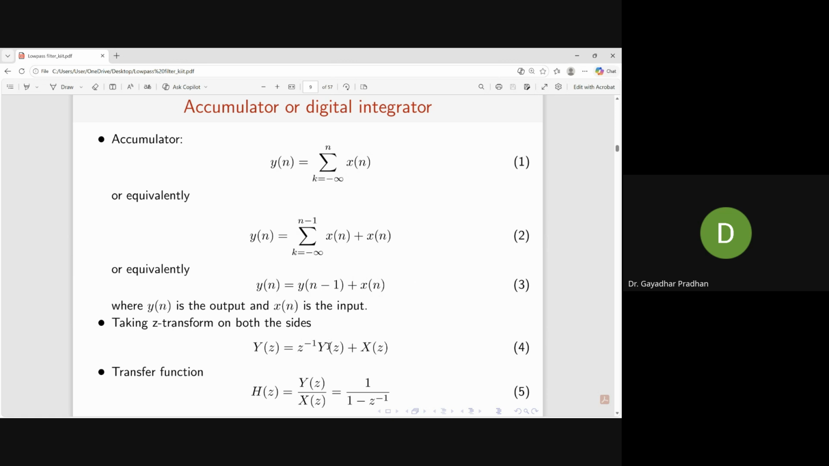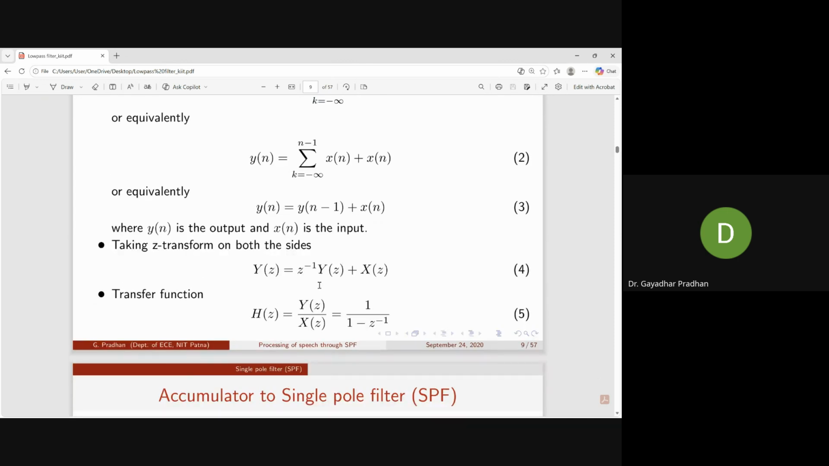One delay in the Z transform is z to the minus 1. So if I arrange the transfer function, output by input, Y(z) by X(z), it is equal to 1 by 1 minus z inverse. If I solve this equation, that is a numerator and that is a denominator. The numerator represents the zeros, the denominator represents the poles. These poles are important for human perception because they give rise to resonance and anti-resonance structure in the spectrum.